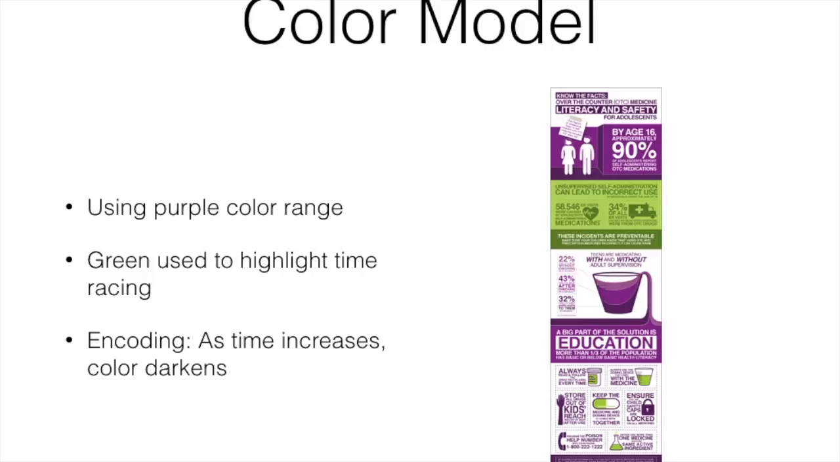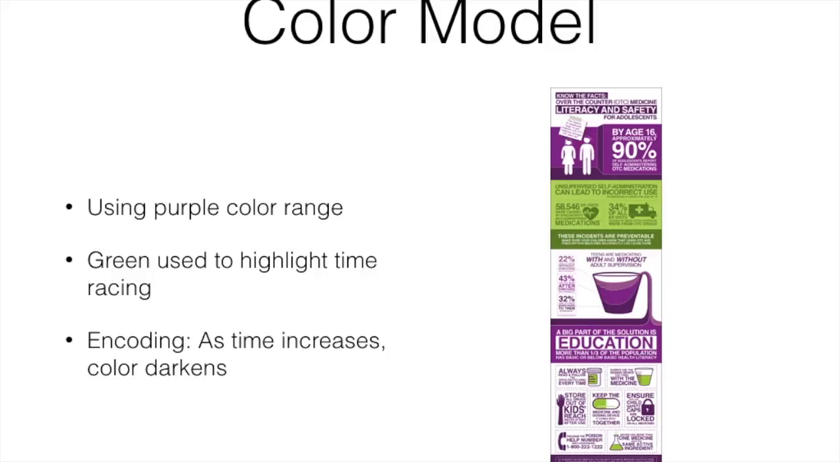So here's my color model again, and kind of how they have in this cup here. I used a color range from really light purple all the way up into these darker purples we see here. So that was my encoding as well: as time increased and you went around the circle, the color darkened. I also wanted to make it easy to find where it starts, so there's a very clear difference between the very light purple and the very dark purple.